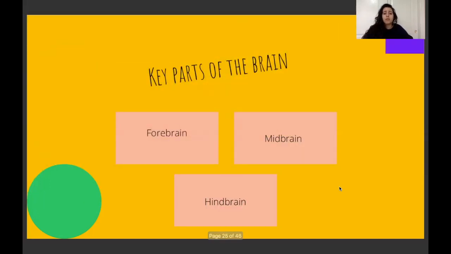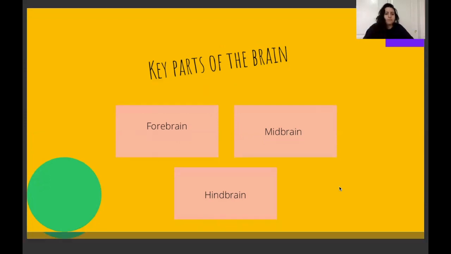Key parts of the brain. We have the forebrain, midbrain, hindbrain. These things will not escape you. You will constantly hear about these three parts of the brain throughout whatever classes that you take. So you've got to know them.